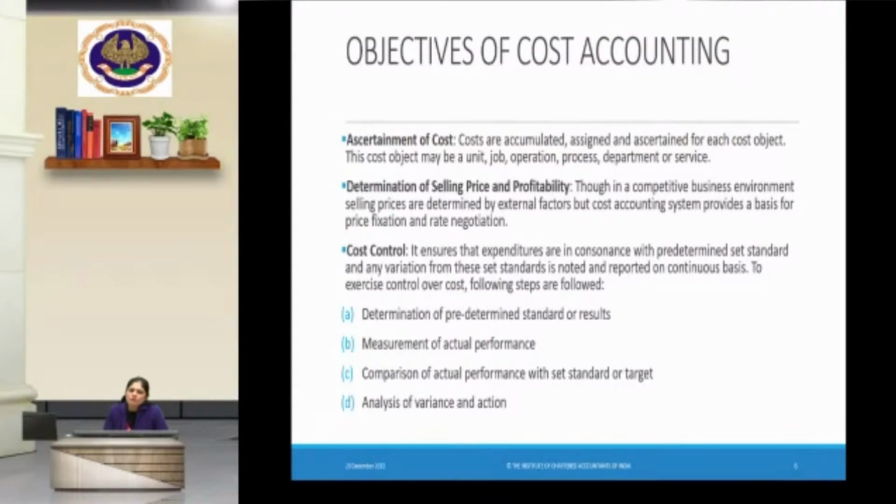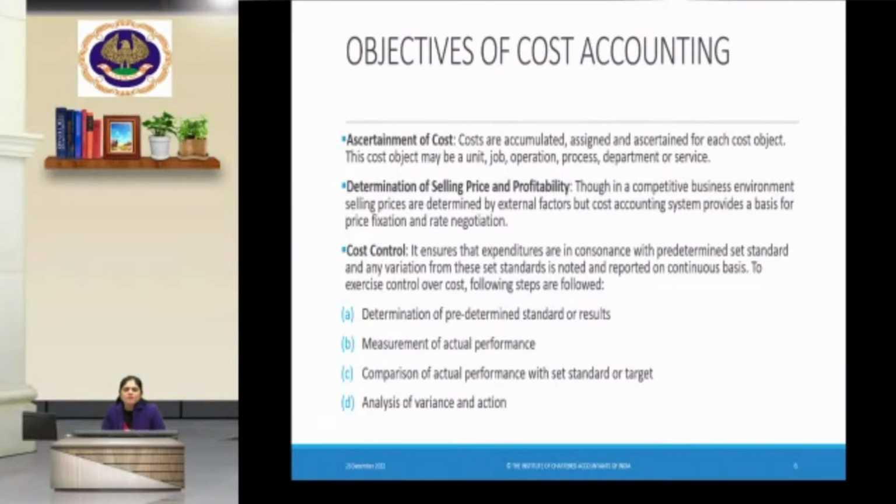And of course, for any cost object, we want to ascertain the cost. Determination of selling price and profitability. See, although the selling prices are determined by external factors also, yes, cost accounting gives the base of it. Cost accounting says, okay, the selling price cannot be less than 100. So this 100 is the total cost of the product. So selling price has to be more than 100.